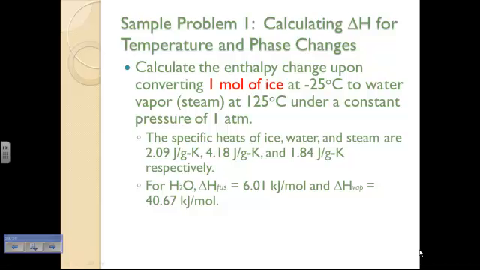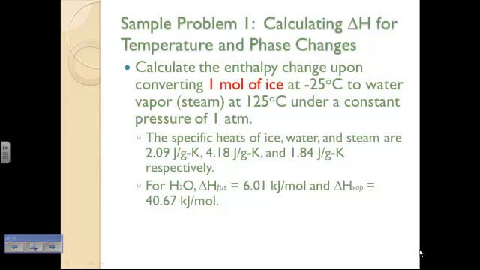We're being asked to calculate the enthalpy change, that's delta H, how much heat is being entered into the system. Calculate the enthalpy change upon converting 1 mole of ice at negative 25 degrees Celsius. Notice that was the starting point on our graph. Point A is at negative 25.